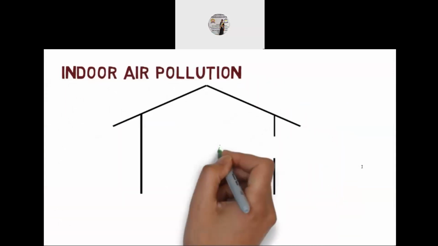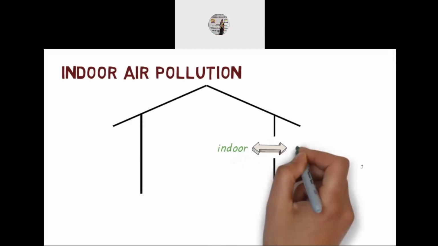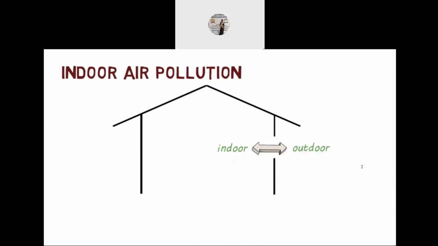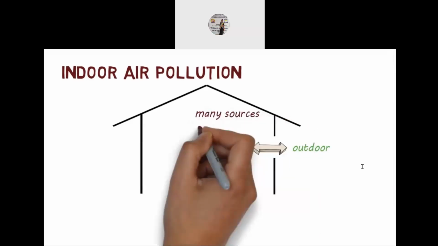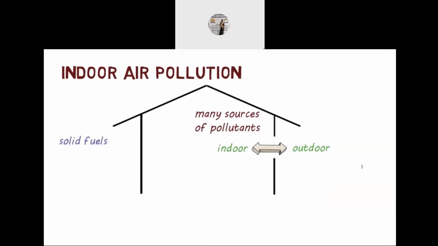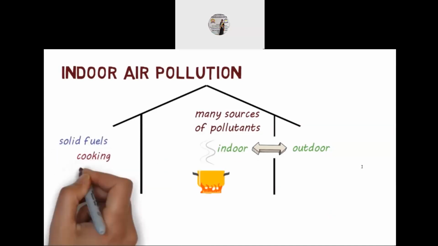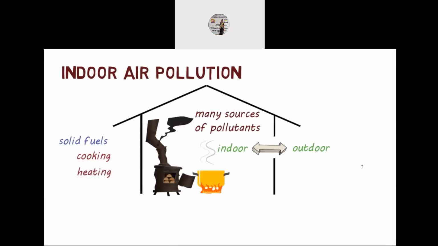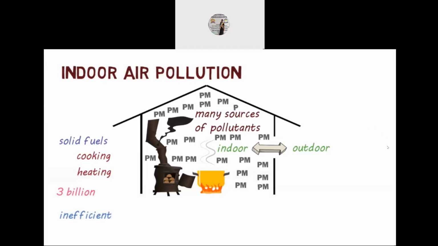Now, although the indoor air quality is affected by outdoor air, the quality of indoor air can be significantly different. This is because there could be many sources of indoor pollutants. The most common source of indoor pollution in the world is solid fuels, like wood, charcoal, dung, or crop waste that are used for cooking or heating. Around the world, over 3 billion people use simple stoves or open fires to cook or heat their homes. These methods are inefficient and can lead to the generation of pollutants like particulate matter, which can result in concentrations indoors of up to 100 times more than that of the outdoor air.